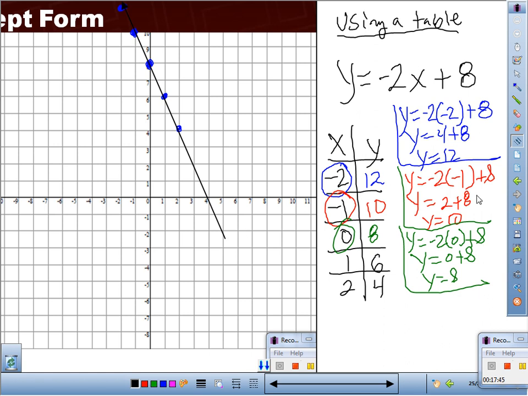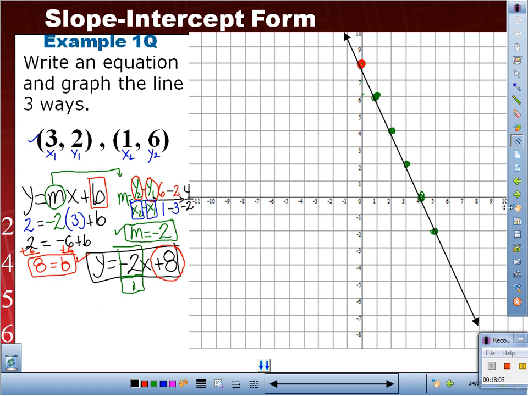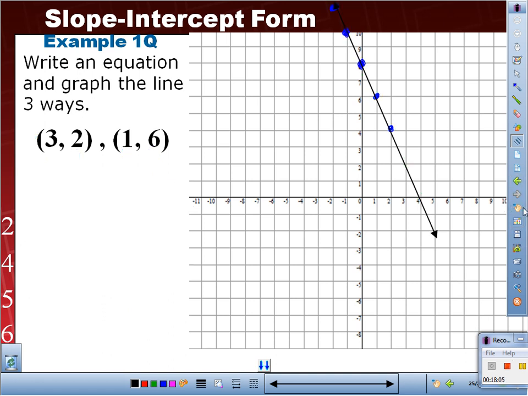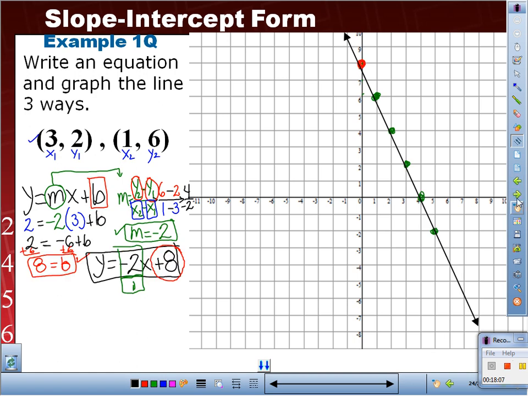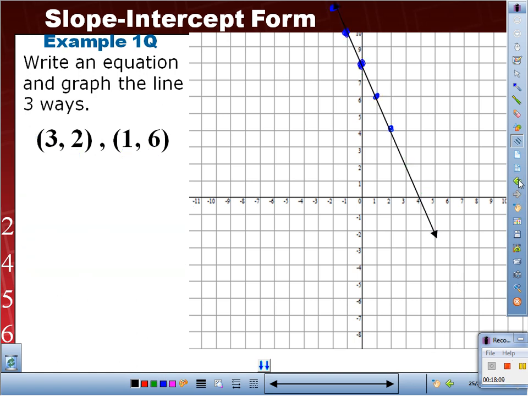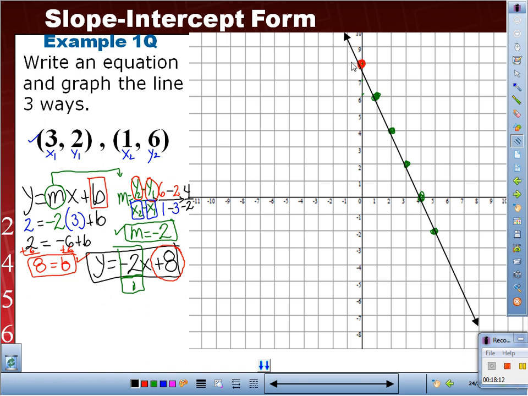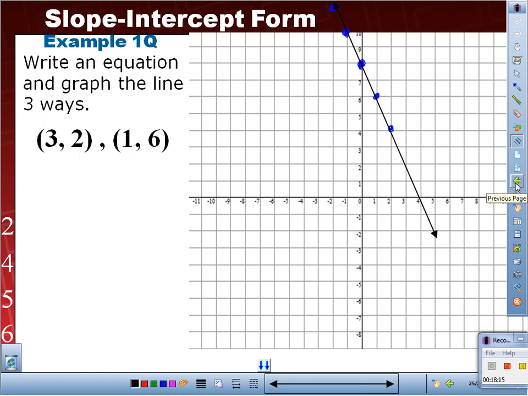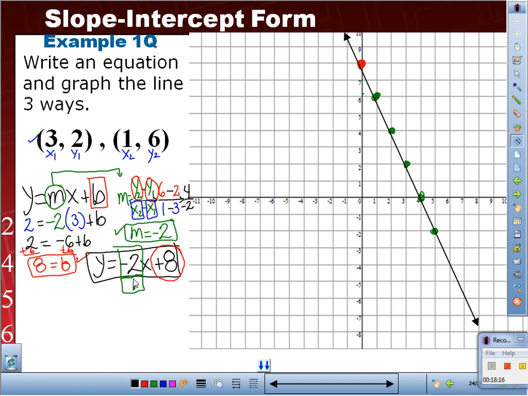So let's look at the graphs. Look at the previous graph. That's the previous graph using slope-intercept form. Look at this one. What do you notice? They're exactly the same. The only thing, one is more extended because I used more points, but it's the exact same line. Why? Because we're using the exact same equation.